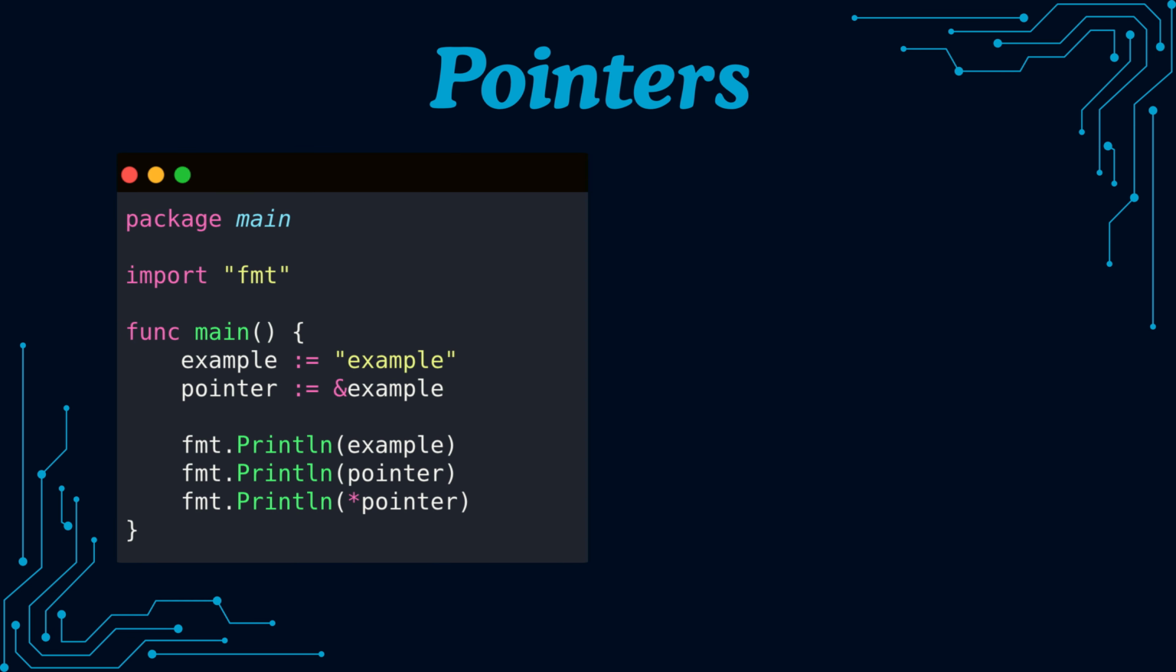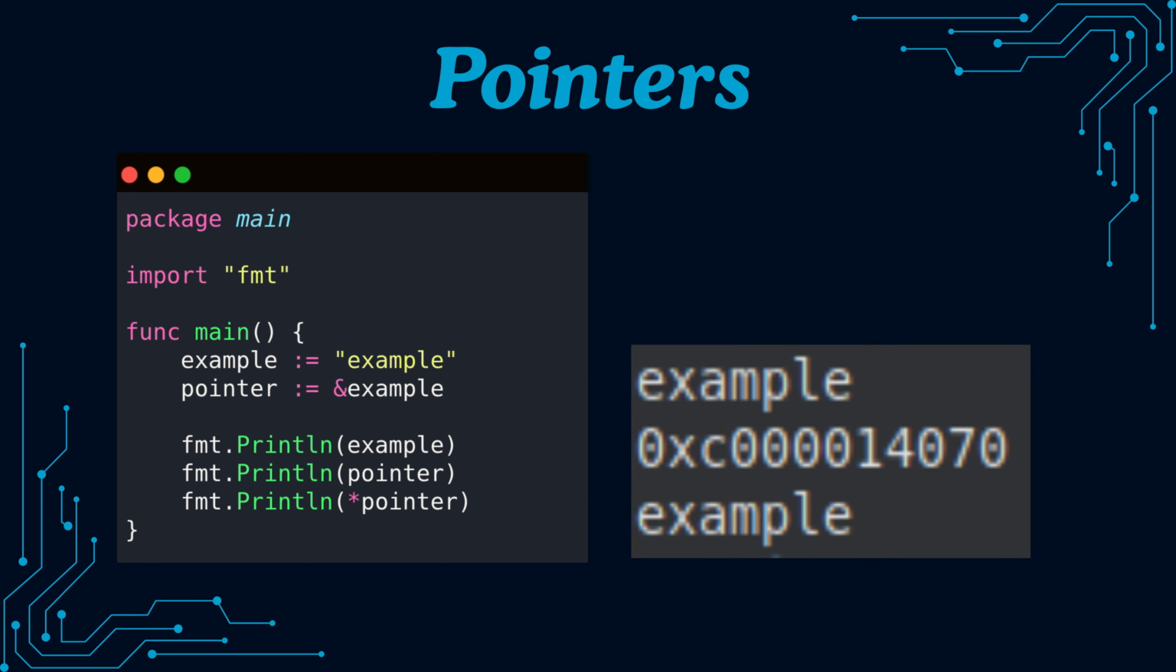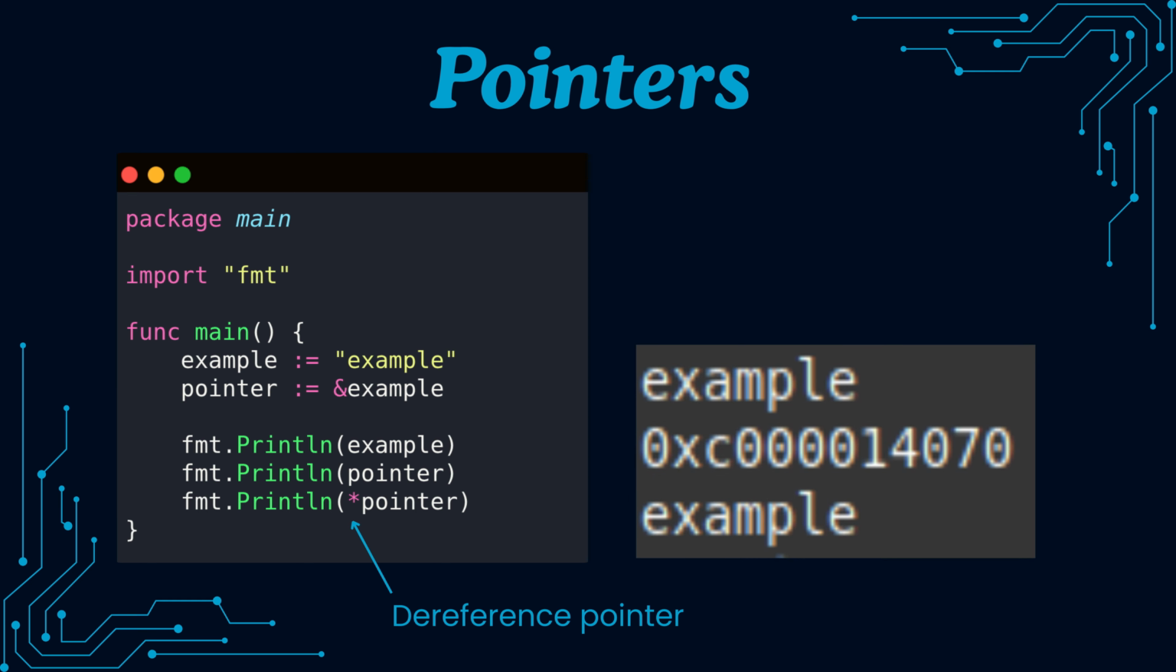Here I've created two variables. One is a string and the other is a pointer. The pointer points to the memory address of the first variable, example. When we print the two variables, we can see the different values that are stored by each. When we print the variable example, it prints example, which is the value of the variable. When we print the pointer, it prints a memory address. This is the memory address that stores the first variable.